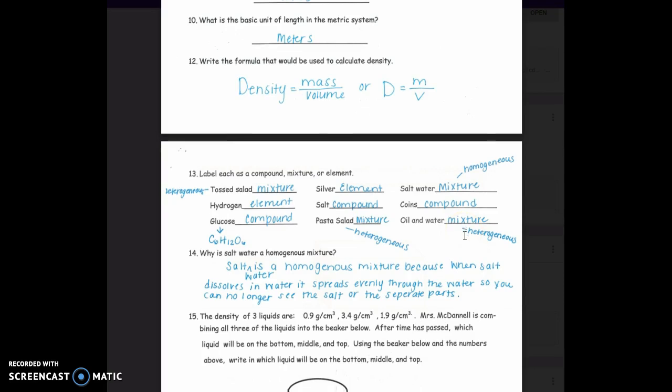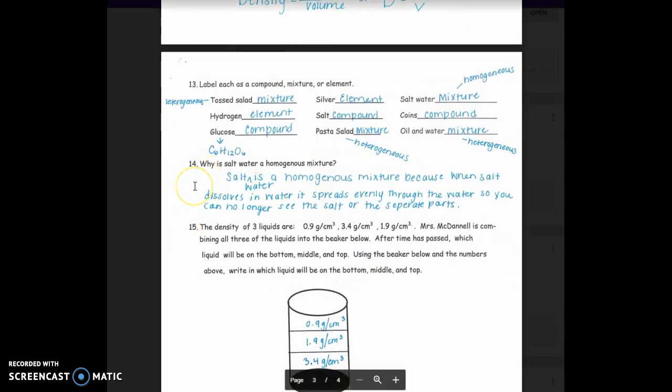Okay? Why is salt water a homogeneous mixture? Salt water is a homogeneous mixture because when salt dissolves in water, it spreads evenly throughout the water, so you can no longer see the salt or the separate parts. So it looks like one thing. Remember what we talked about in reference to the term homo. Homo means one, means the same.